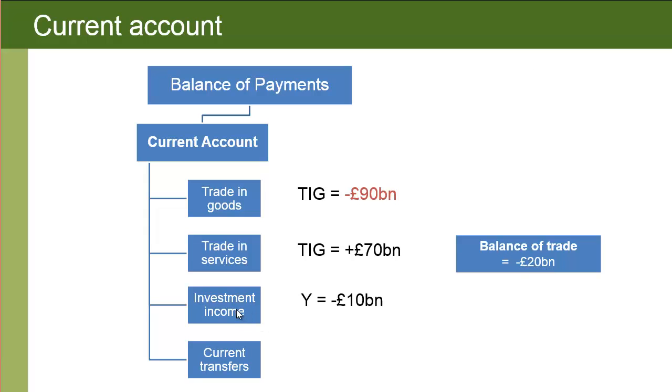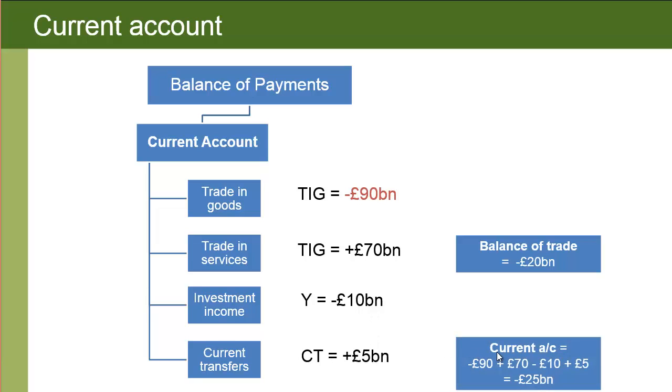Now the net difference between interest, profits and dividends sent overseas to overseas owners of UK assets and vice versa, that's minus 10 billion. There's a deficit there as well. And then on current transfers, a small surplus of 5 billion. Now if I add those four figures together, we get the overall current account position. We're running a deficit of minus 25 billion pounds.